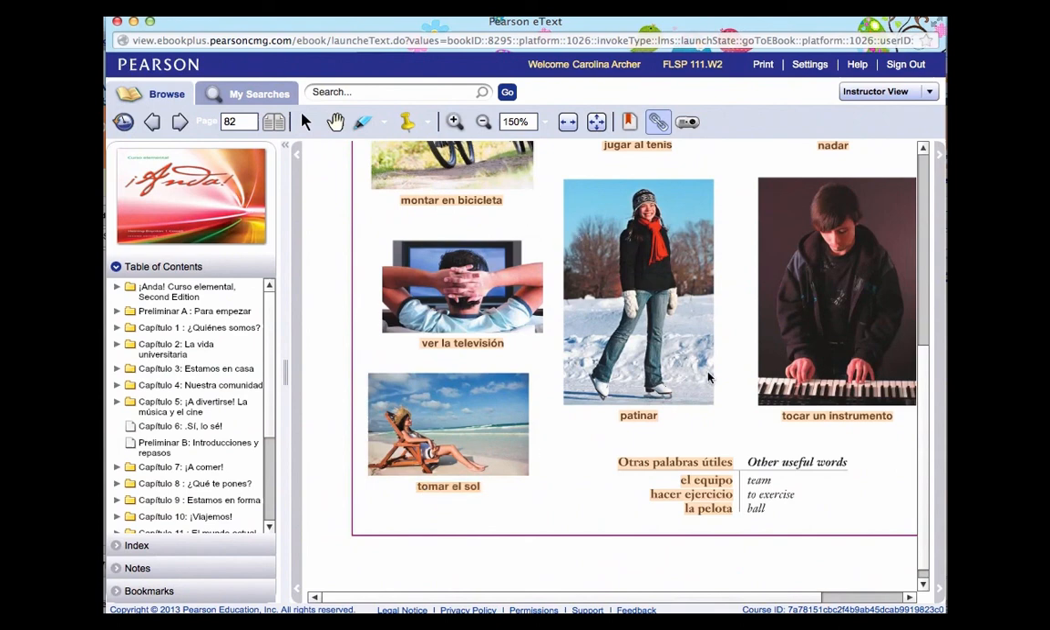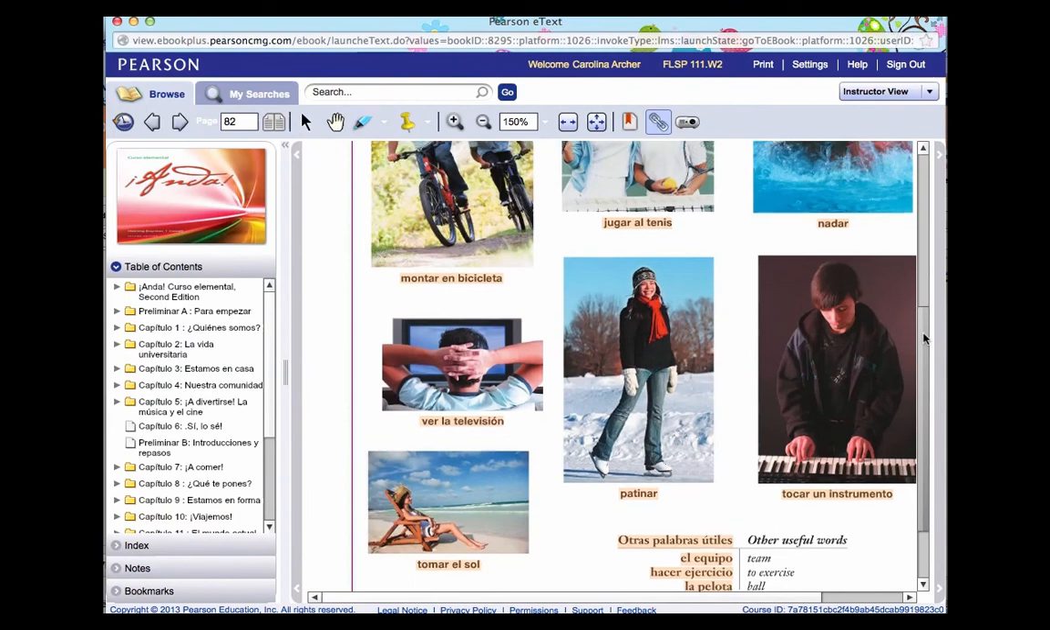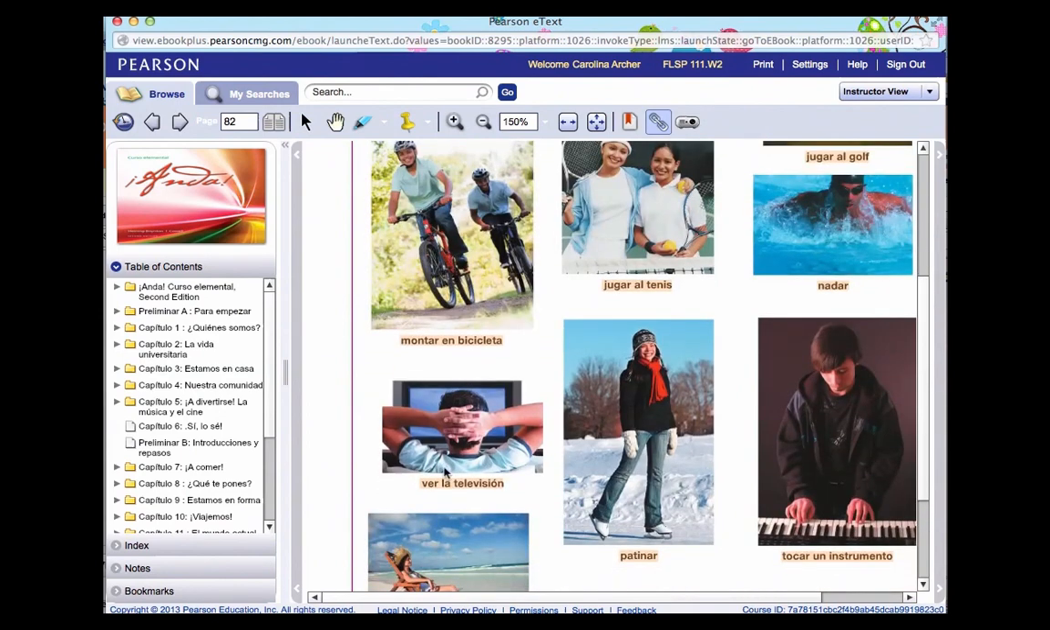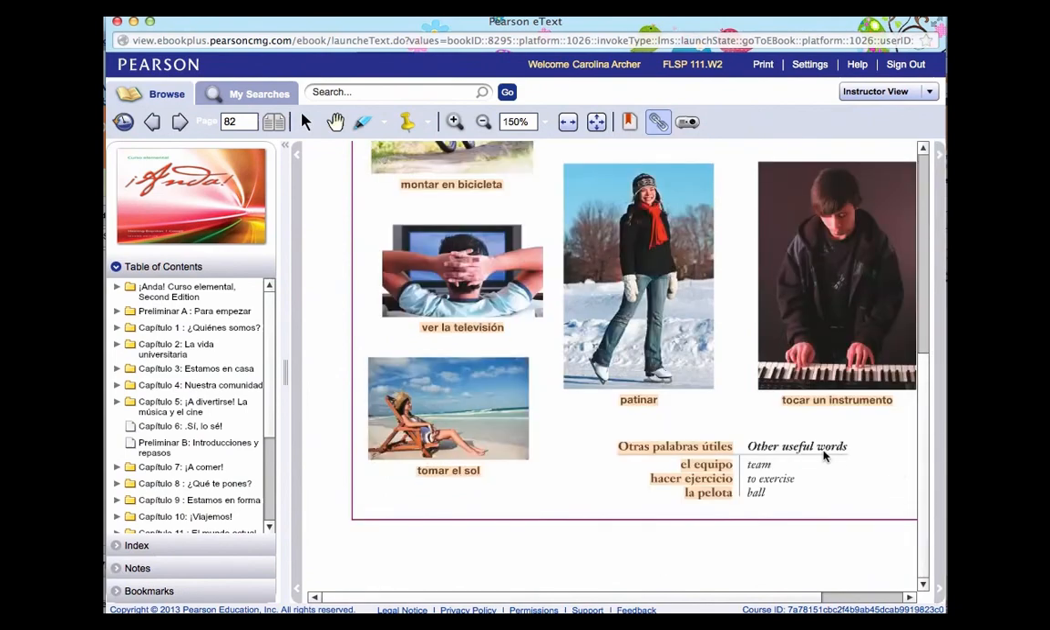So these are all verbs that are in the infinitive, and when you use them with the expression me gusta or no me gusta, you're going to use the infinitive. You can say me gusta mucho nadar, o no me gusta jugar al fútbol americano. Me gusta ver la televisión, no me gusta patinar. Okay? And here you have a few other words that can be useful. El equipo. You can talk about what team you like. Me gusta el equipo, and you name the team. Me gusta hacer ejercicio, to exercise. La pelota, the ball. Okay, so more vocabulary there.